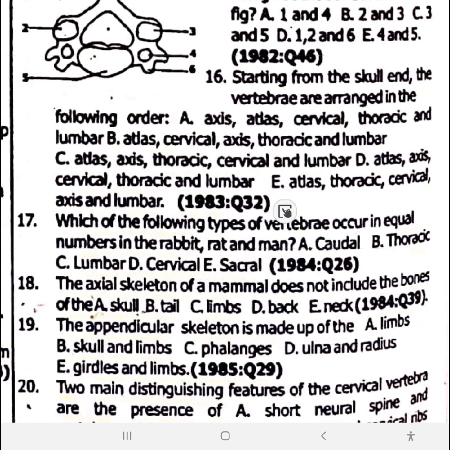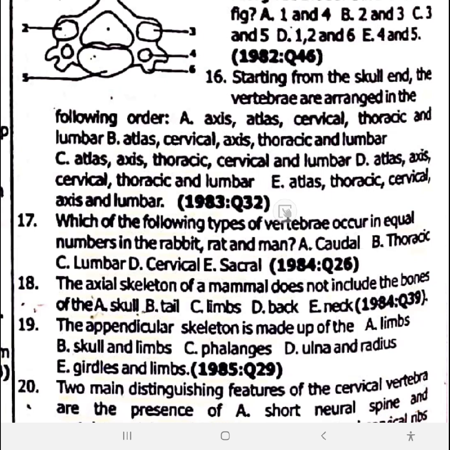Next, let's write this down before we tackle question 17. For man, rat, and rabbit, write man, give space, write rat, give space, write rabbit. Then at the front, write cervical: man 7, rat 7, rabbit 7. Thoracic: man 12, rat 13, rabbit 12. So rabbit and man get the same thoracic and the same cervical. They ask that question. Next, lumbar: man 5, rat 6, rabbit 7.